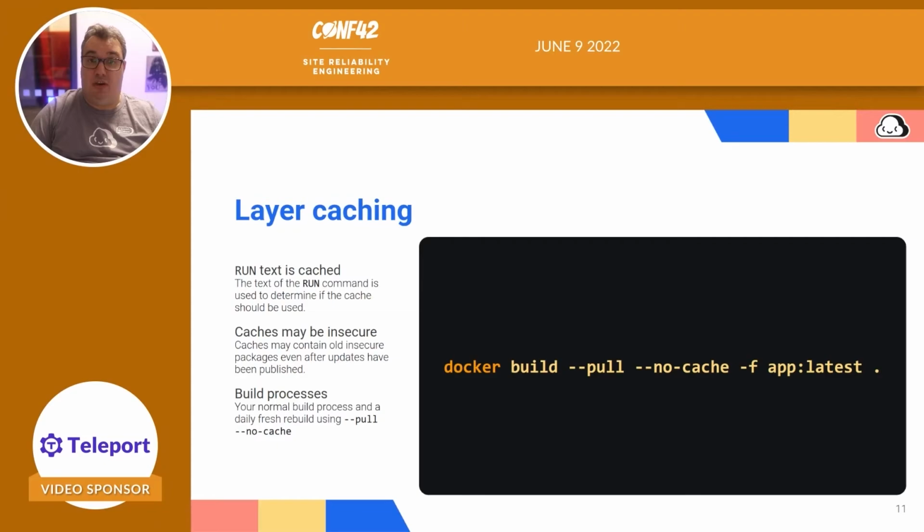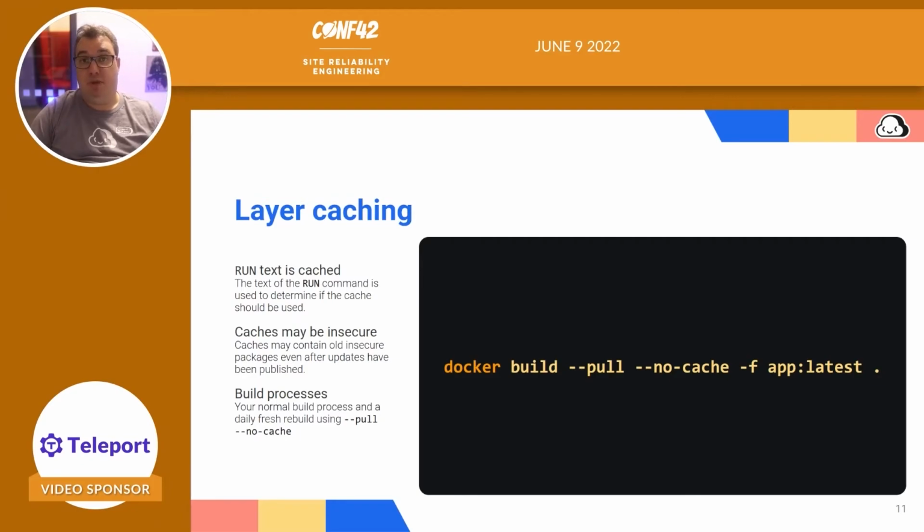For most Dockerfile commands, if the text of the command hasn't changed, the previously cached layer will be reused in the current build. When you're relying on caching, those apt-get install, update, upgrade RUN commands will add old, possibly insecure packages into your images even after the distro vendor has released security updates. So sometimes you're going to want to bypass the caching.